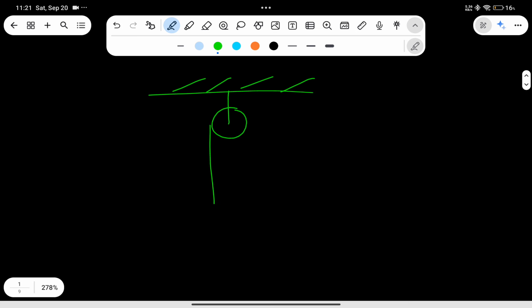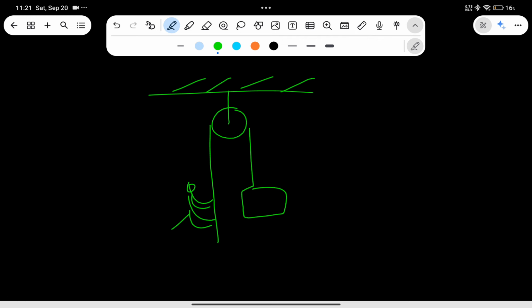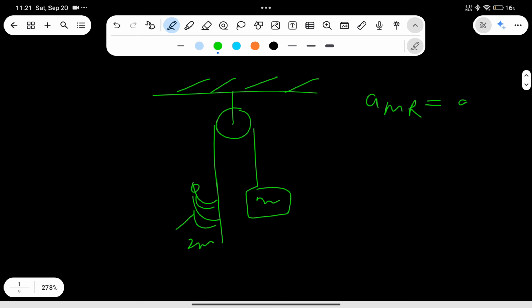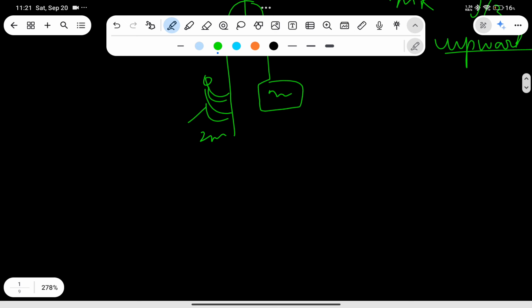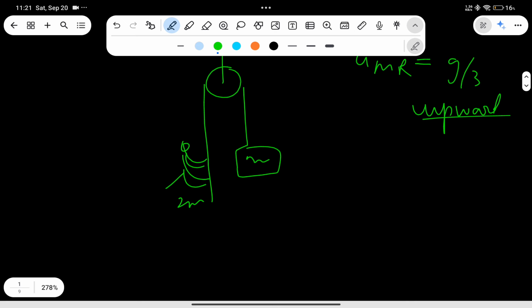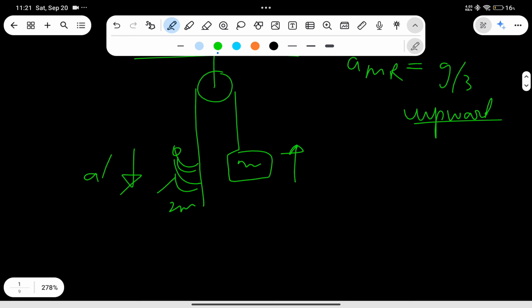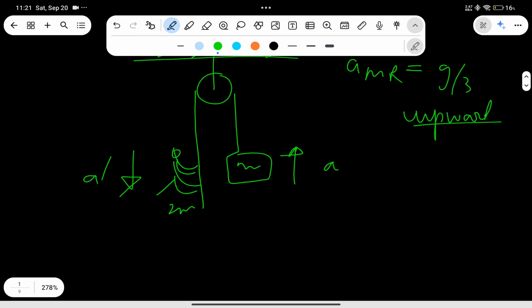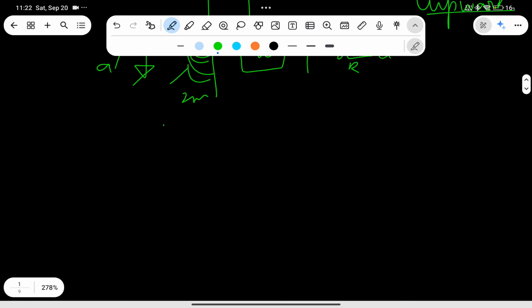Basically here you have a monkey and here you have a block of mass m. This monkey is of mass 2m and it is moving with respect to the rope with acceleration g by 3 in the upward direction. First of all, I'm going to solve it. Obviously this 2m mass will move downward with an unknown acceleration, and the acceleration of the rope is a, let's say.